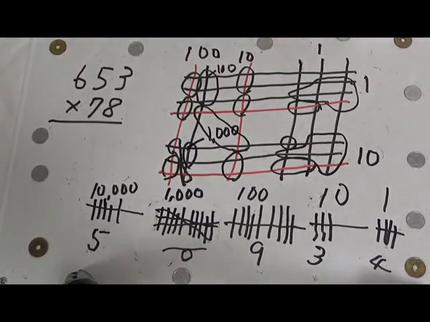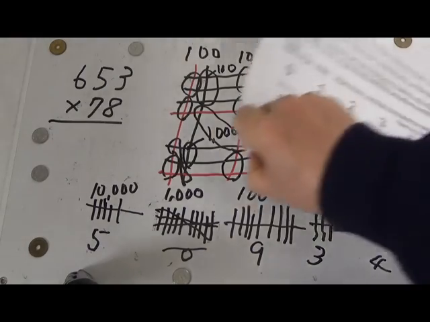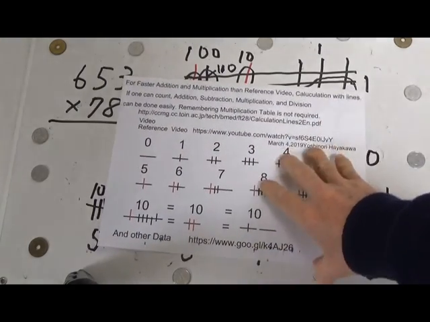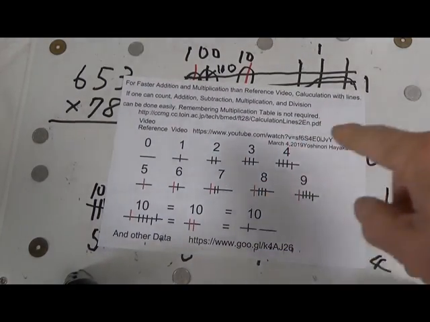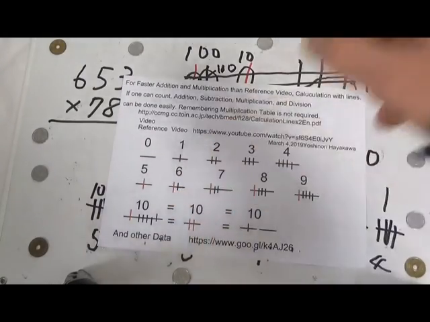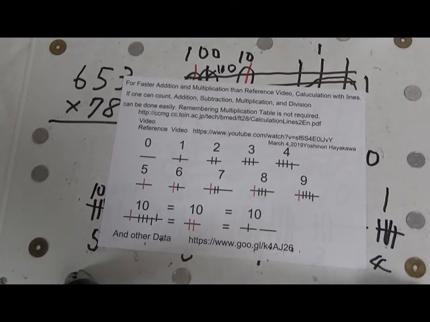So I think we can fairly reduce the time required for addition and multiplication by introducing line 5.